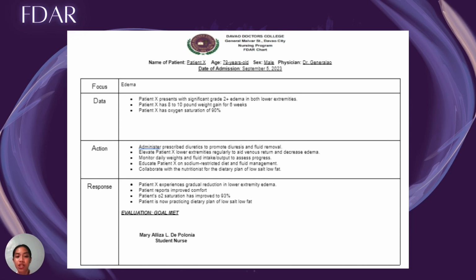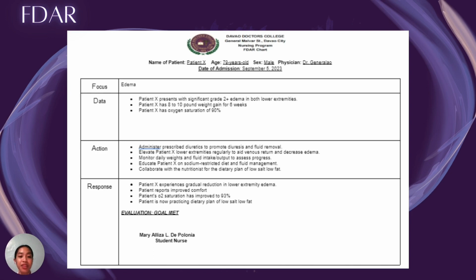So for my action, we have to administer prescribed diuretics to promote diuresis and fluid removal. So diuretics medication is a medication that promotes the removal of excess fluid in our body. So it is good for a person or patient with edema.